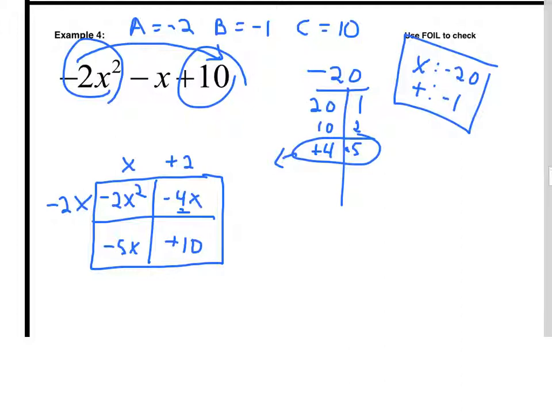So that works. Now I'm going to go and look at the negative 5x. What can I multiply this x by to get negative 5x? Well, negative 5. Now I have to double check. So x times negative 5 gives me that negative 5x. And then I have to verify that negative 5 times 2 gives me positive 10, and it does not, so I'm doing something wrong.